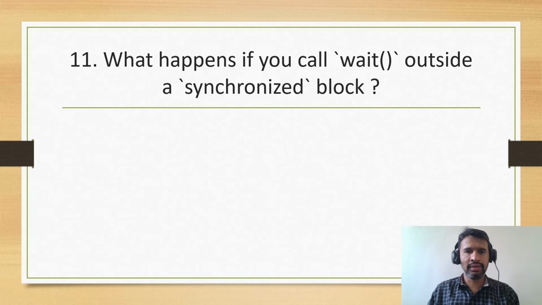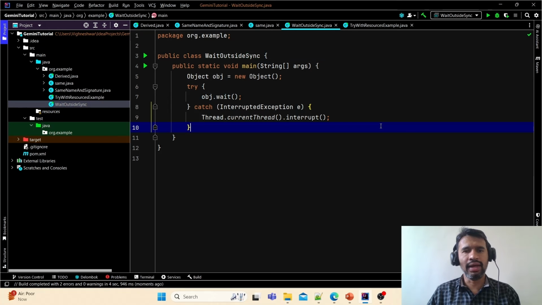So let's see the question. The question is: what happens if you call wait outside a synchronized block? This is an interesting question. Let's try to understand this with an example. Here I have a class, and in that I'm having a try catch block and I've created an object. I'm calling wait on the object here. So let's try to run this.